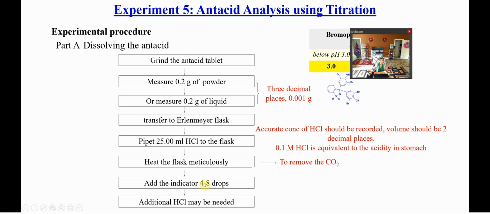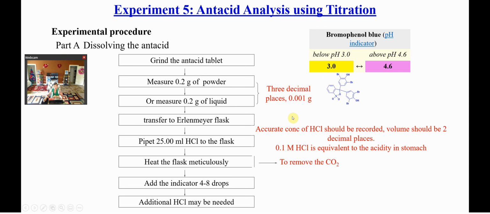Then you add 3 to 5 drops, or 4 to 8 drops, of the indicator, depending on what you are going to use. And then you add sufficient HCl if it's needed. In this part, I also showed you some ideas where you need to be very cautious. There are a couple of different indicators, such as bromophenol blue, which is yellowish below 3, and above 4.6 it is a pink color.